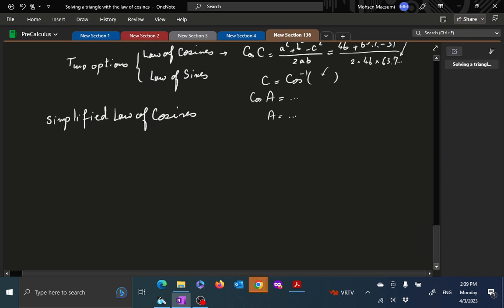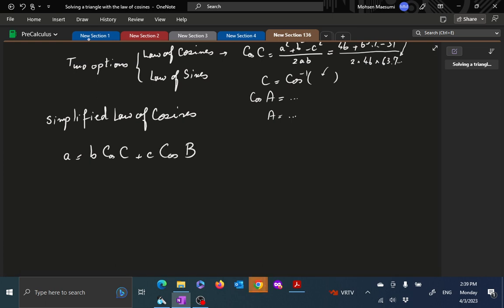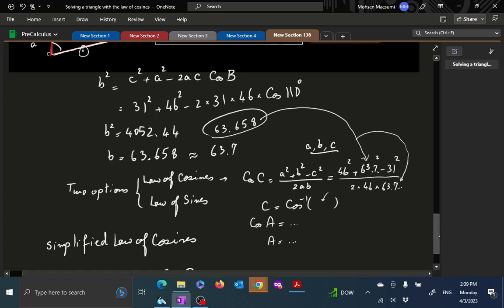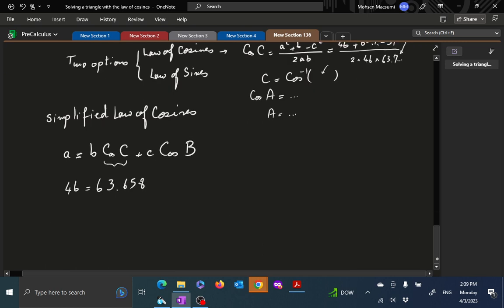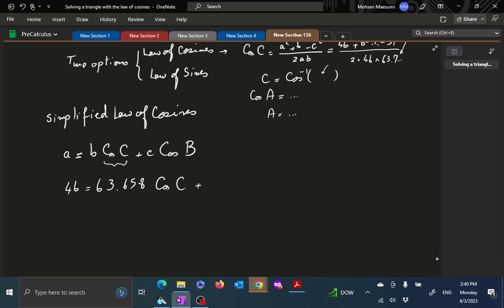Simplified law of cosines. One of them is A is equal to B cosine of C plus C cosine of B. Now, of all of these quantities at this stage, I have everything except cosine of C, and that's why I'm going after this particular formula. So my A is 46 and my B is 63.658. We can't avoid that strange number there, times cosine of C that I want to calculate, plus C. C was 31. Cosine of B is also given to us, B is 110 degrees.